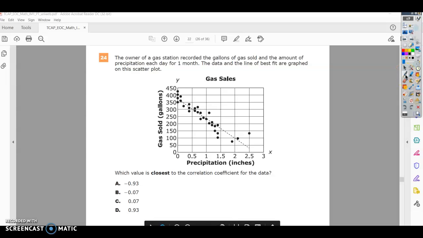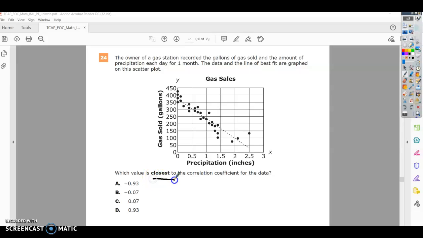Math 1 EOC Practice Test number 24. The owner of a gas station recorded the gallons of gas sold and the amount of precipitation each day for 1 month. The data and the line of best fit are graphed on this scatter plot. Which value is closest to the correlation coefficient for the data?